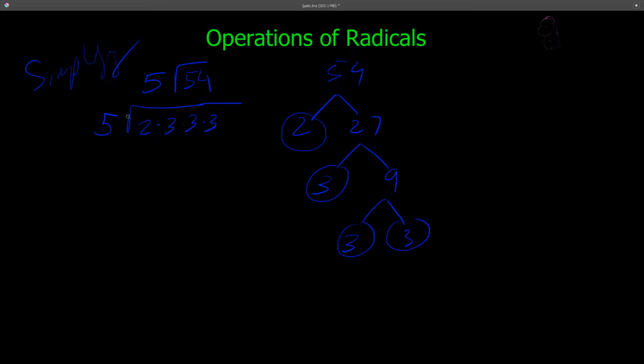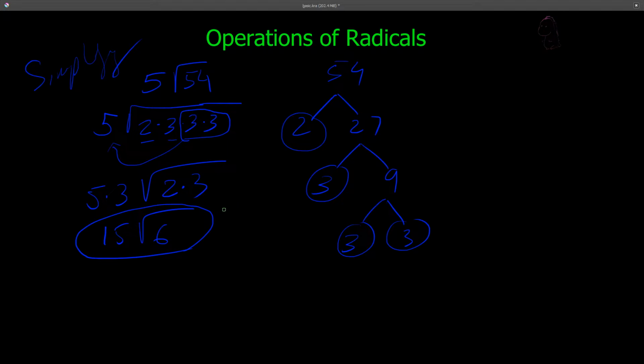Again, the square root only allows you to take two numbers. So I take these two. These 3s give you a 3 outside. So I have 5 times 3 outside, and what's left inside is 2 and 3. 2 times 3. So that gives you 15 radical 6.